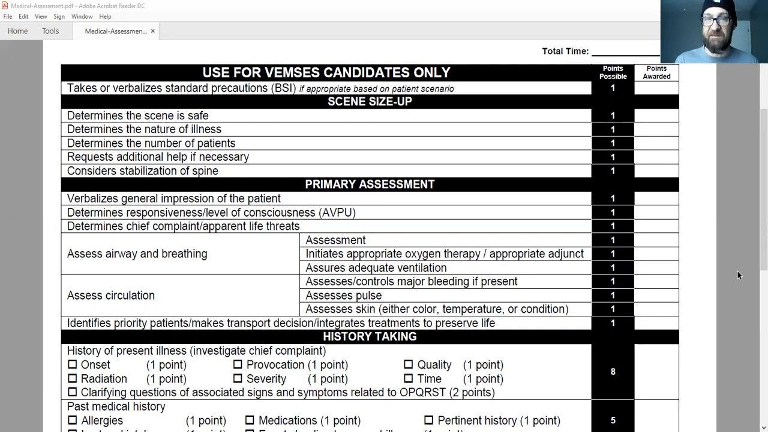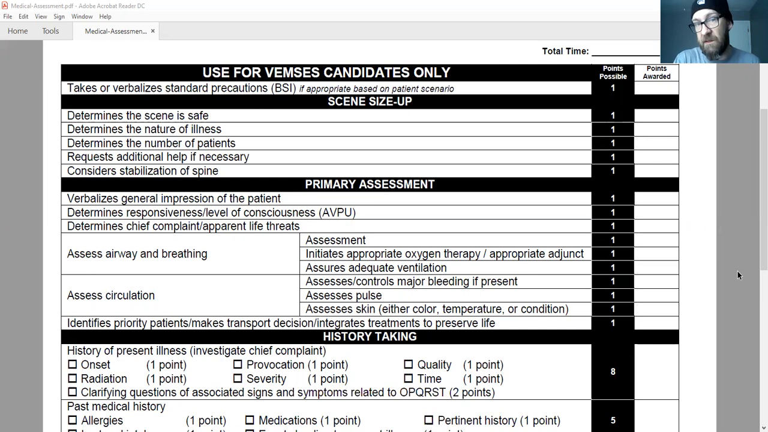BSI, is my scene safe? Yes. The nature of illness is chest pain. I have one patient. I'm going to go ahead and call for ALS, and there doesn't appear to be any signs of trauma, so I won't take C-spine. My general impression of the patient is poor because of the positioning, doing the Levine sign, and because he's diaphoretic and looking worried. Hello, sir. My name's Joe. I'm with the rescue squad.